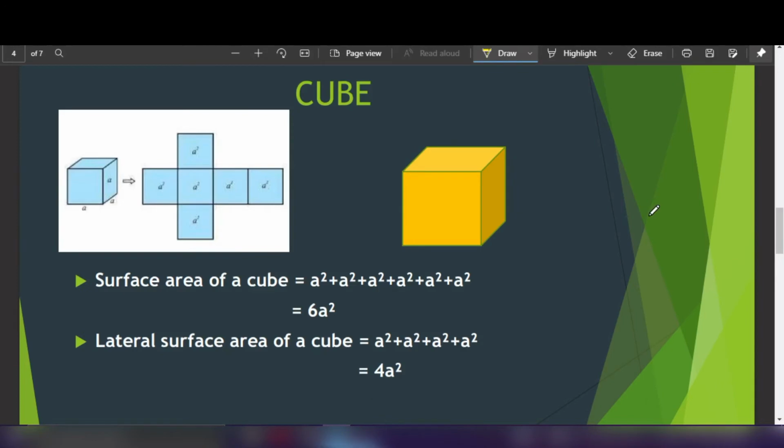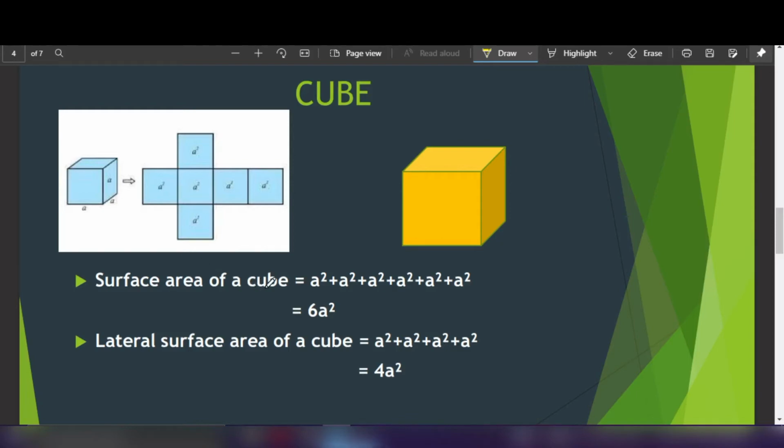Let's move on to the cube. If the length, breadth and height of the cuboid are equal, then it will become a cube. That is, all the sides will be equal. Now let's consider the length as A for one side. So if you unfold that cube, you will get the pattern like this. So when you consider a single square, the area will be A square. That is A into A.